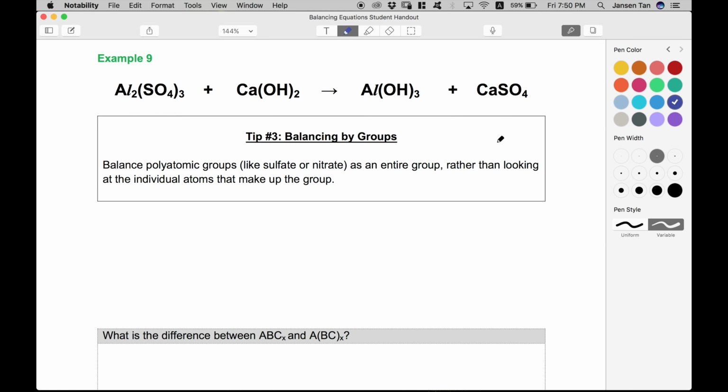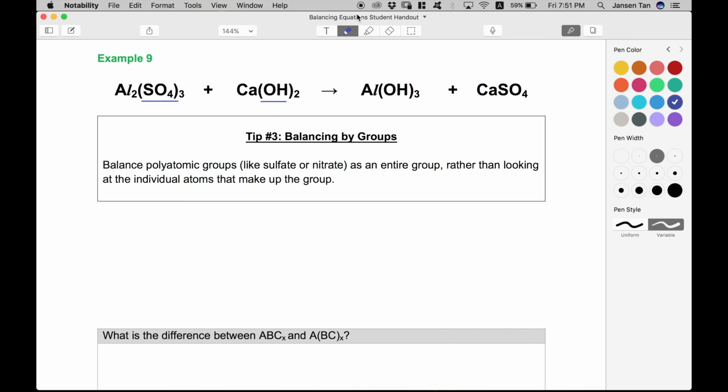Okay, moving on to another tip. More often than not, you will see equations like that where they involve polyatomic ions. So instead of counting, if you were to count oxygen, good luck to you, we have lots of it to count. So one way we can do is to group the atoms together. So instead of counting oxygen here and oxygen here, we look at this as a sulfate and look at this as a hydroxide.